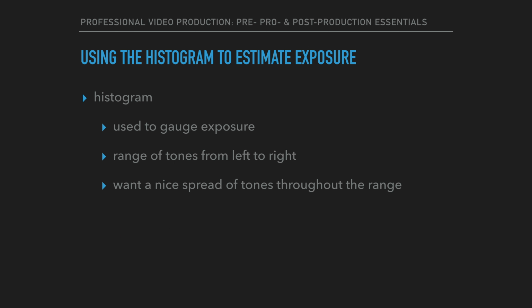Now, I'm a big believer in the histogram to estimate exposure. The histogram can be used to gauge exposure. It can help you tweak your aperture in the right direction so as to record the proper exposure level. On the histogram, you should see a range of tones from left to right. Hopefully, you're exposing just right and you see a nice spread of tones throughout the entire range.